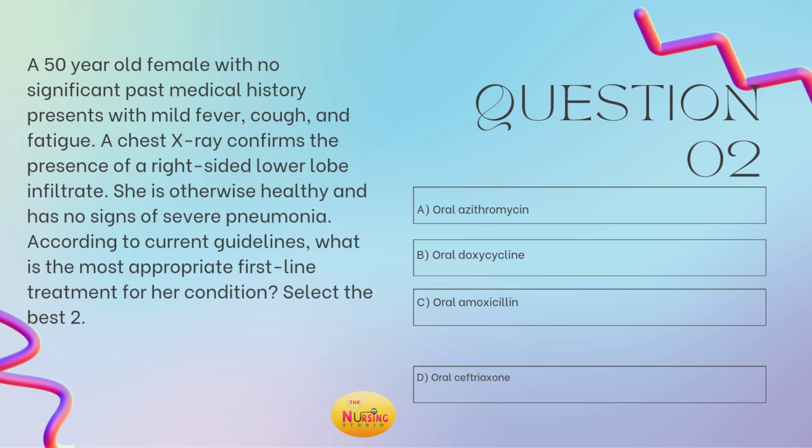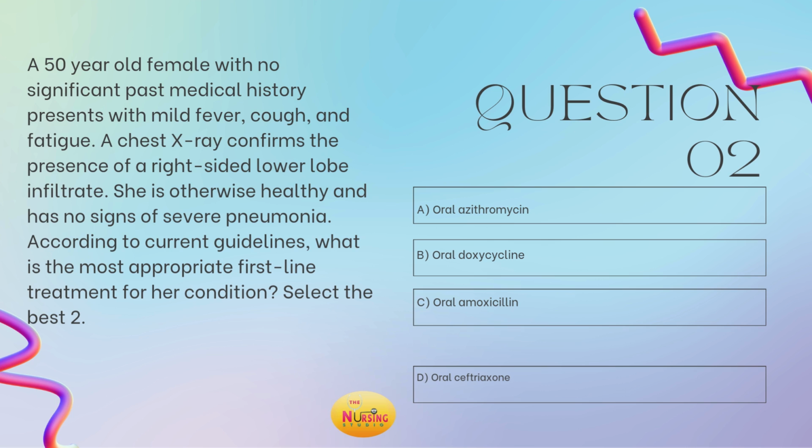All right, so stem of the question here states, according to current guidelines, what is the most appropriate first-line treatment for her condition? Select the best two. All right, so what's the condition? So we have this 50-year-old female, no significant past medical history. She has a mild fever, cough, and fatigue. Chest x-ray does confirm right-sided lower lobe infiltrates. So we know that this is a positive finding for pneumonia, right? So it says otherwise healthy and has no signs of severe pneumonia. So we know we are treating a mild case of pneumonia. So first line therapy where we can do monotherapy, right?